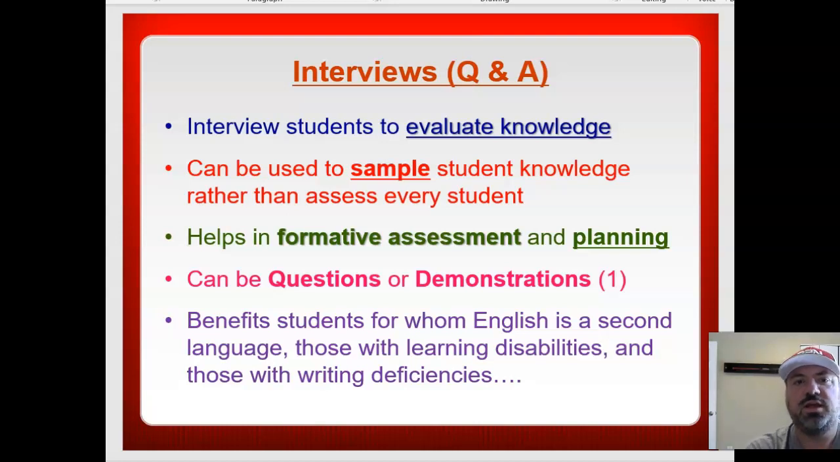When you're doing this in a class or a team, you should ask a variety of students these questions. Don't have them raise a hand. Jimmy, can you do this? Joe, can you do this? Joni, can you do this? Terrence, explain this to me. Try to sample student knowledge rather than assess every student. You're just looking at one specific student.